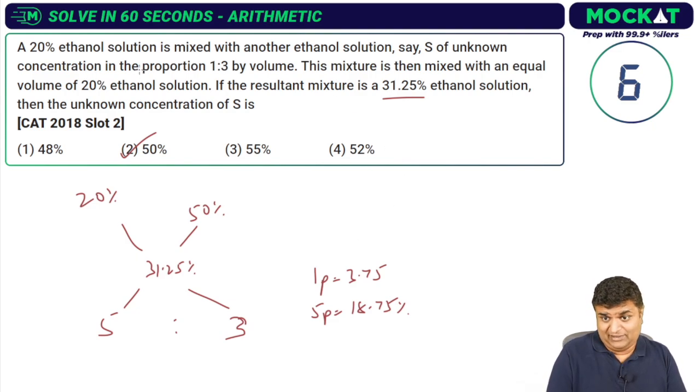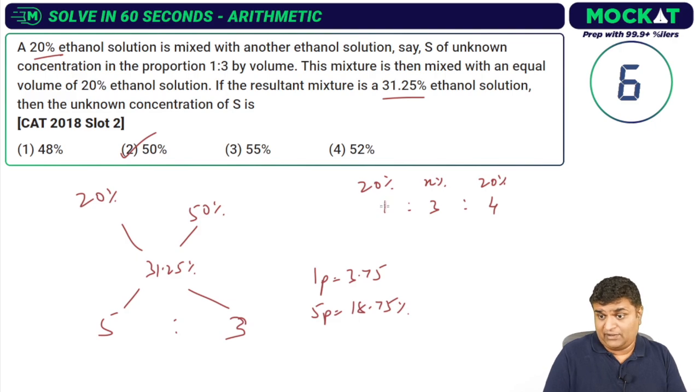Understand the question clearly. It looks like there are 2 mixtures happening. One is a 20% ethanol getting mixed with an unknown, let's call that X%, in the ratio 1:3. The moment this is done, this entire thing of 4 parts is getting mixed again with an equal volume of another 20% ethanol solution. 4 parts is getting mixed with another 4 parts of this.